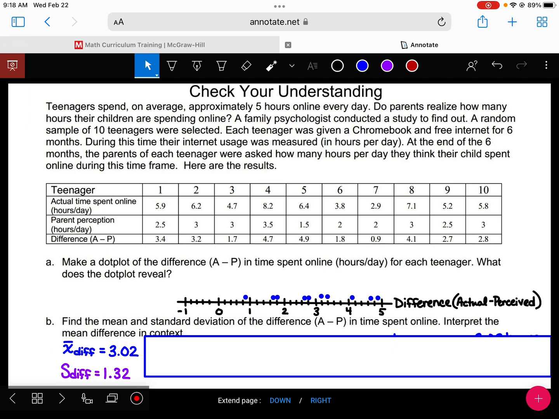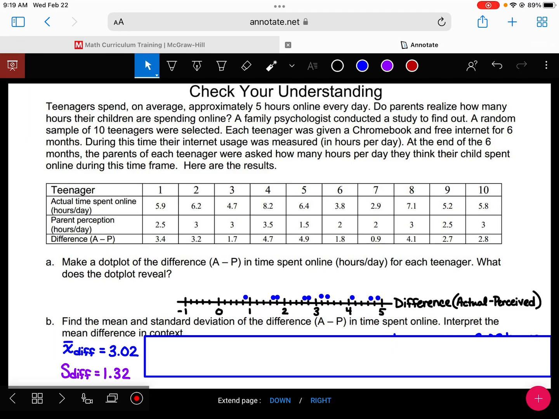And then just one more time for people that weren't here yesterday, the reason that we're only calculating one variable statistics instead of two variable statistics: we have information about the actual time spent online and the parent perception, but both of these pieces of information are about who or what? Same population, the teenagers. This is the teenager's actual time and the parent's perception of the teenager's time. So all the information is being gathered about a single group here.